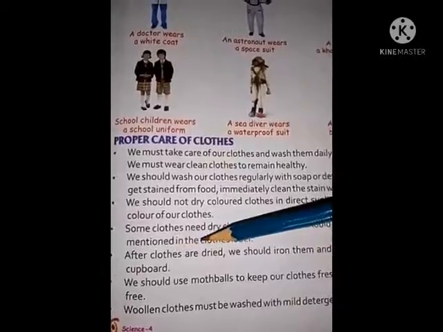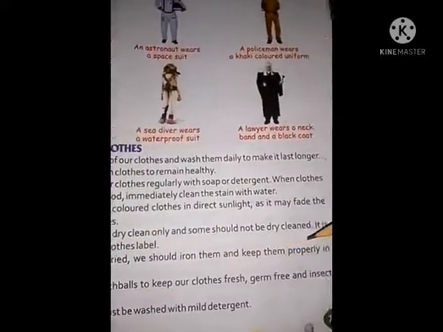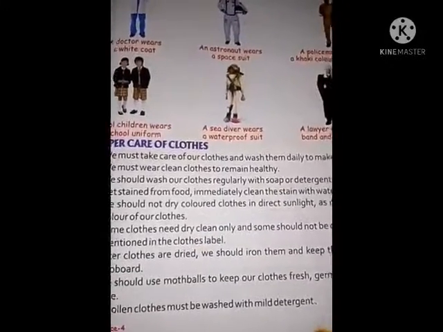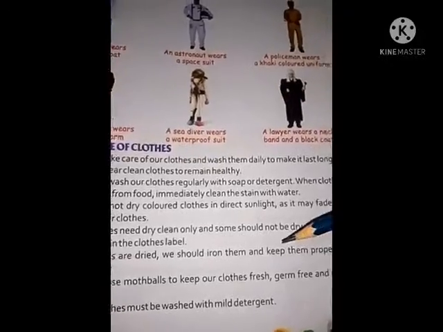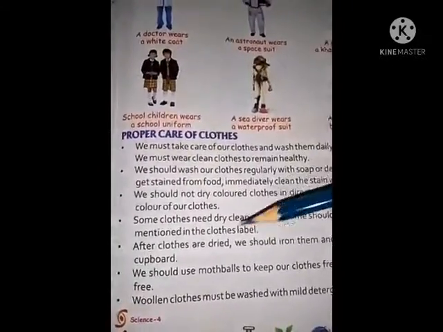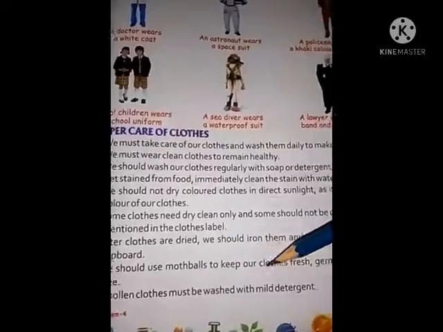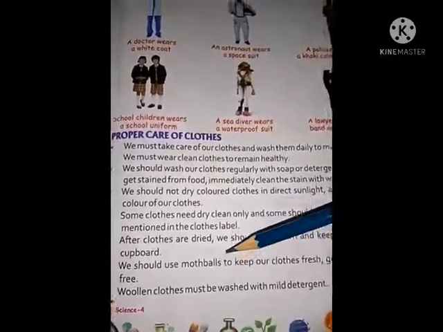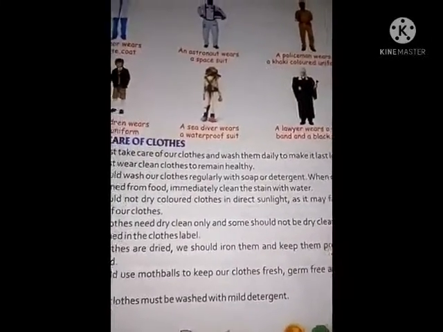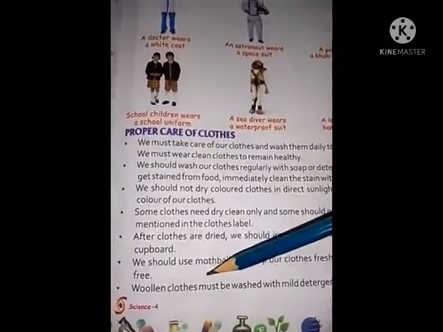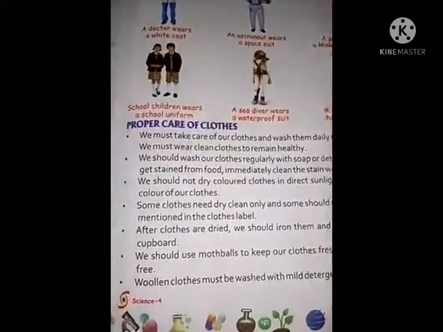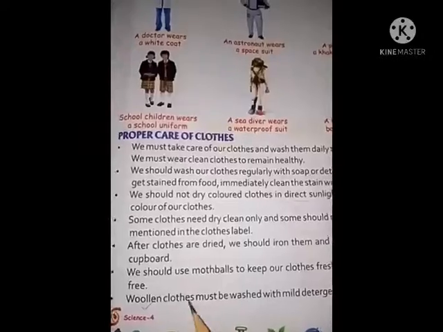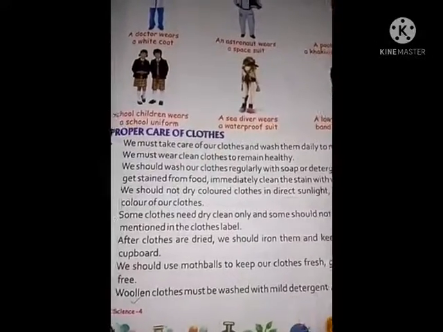After clothes are dried, we should iron them and keep them properly in the cupboard. We should press them and keep them properly in the cupboard. We should use mothballs to keep our clothes fresh, germ free and insect free. Woolen clothes must be washed with mild detergent. In which season do we use woolen clothes? In winter season. So woolen clothes must be washed with mild detergent.